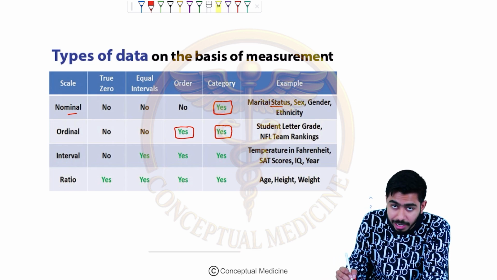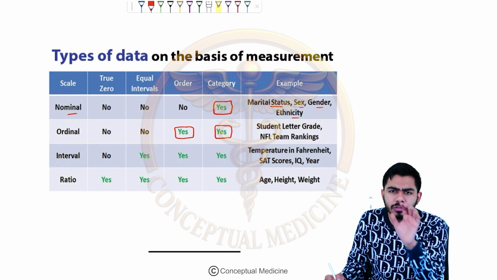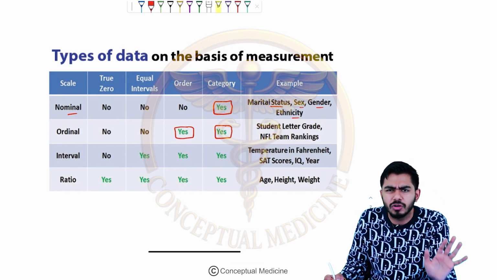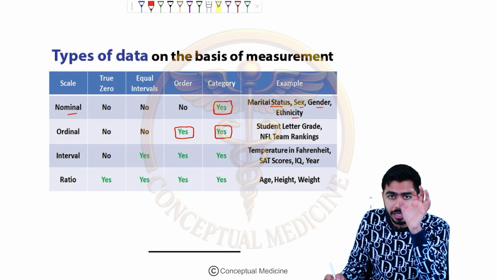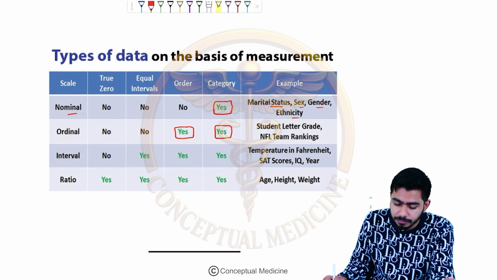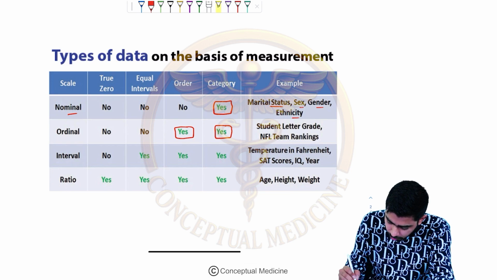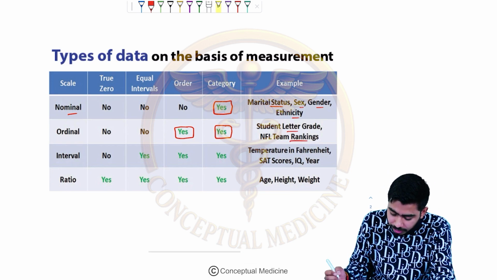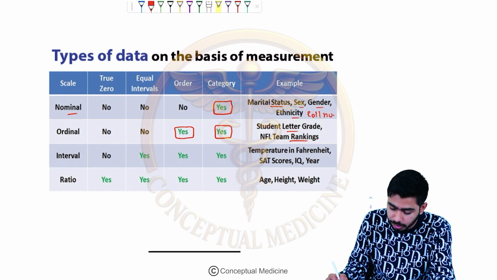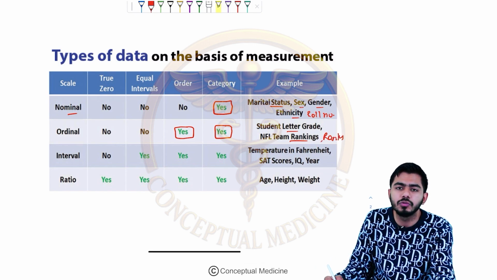For example, there could be marital status, right? Sex, gender, ethnicity, these could be examples. Just categories are present over there, ordering is not there, right? That is the nominal data. In the ordinal one, we talked about category and we have the order also. So category and order. For example, student letter grade, ranks, team rankings, these could be examples. So I told you roll number can be the example to be remembered for nominal data, and ranks shall be the example to be remembered for ordinal data.